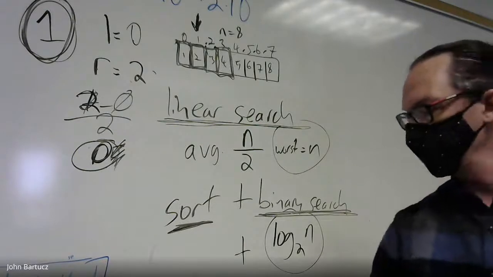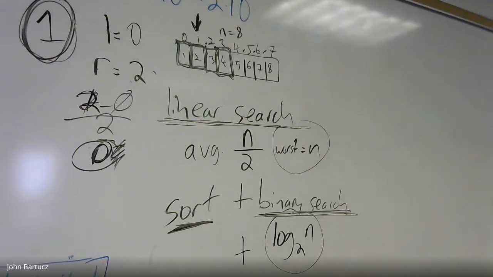So if it gets to a point where the left and right are right next to each other, and so you add 1, and now they're trying to look at the same number, then you know that the target you're looking for is not in the array.